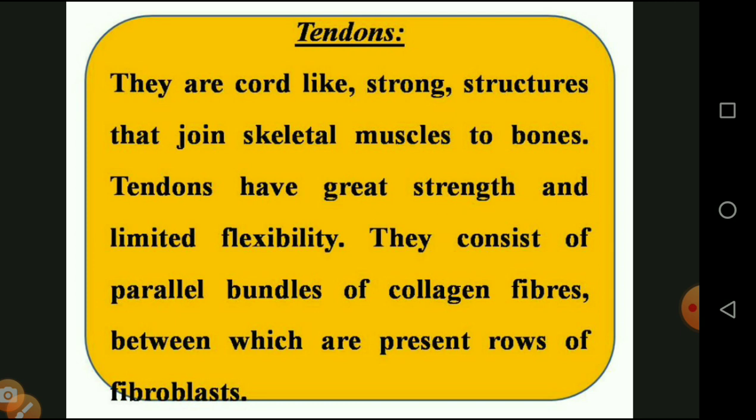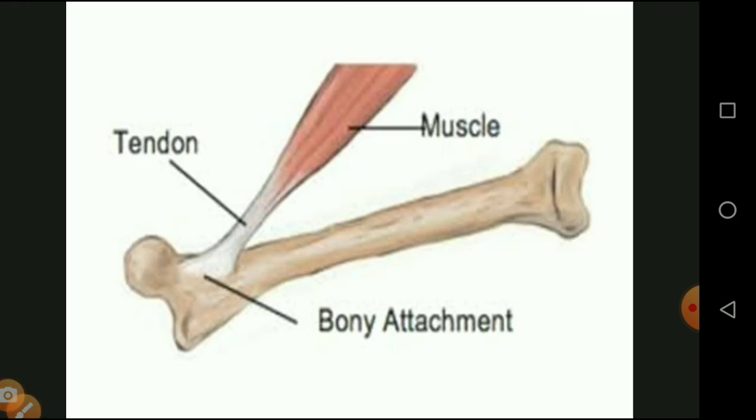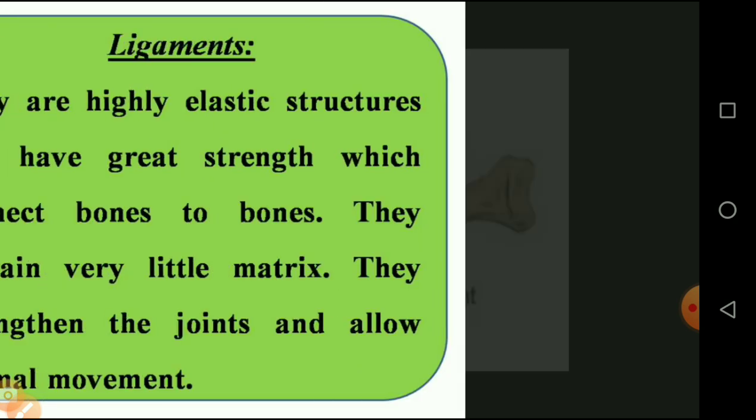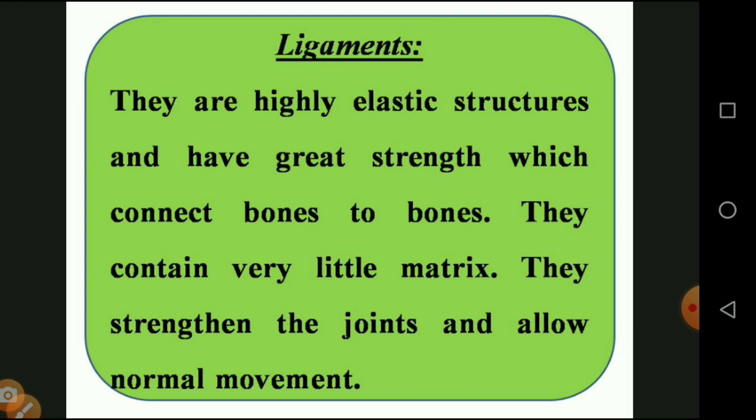The tendons have great strength and limited flexibility. The muscles have some kind of flexibility. When we bend our arms, the muscle enlarges a little bit and gives some kind of strength. They consist of parallel bundles of collagen fibers with the presence of 2 rows of fibroblasts. And this is the diagrammatic representation, the bone which is attached by the tendon, and on the upper side they have muscles. And next we will see about the ligaments.